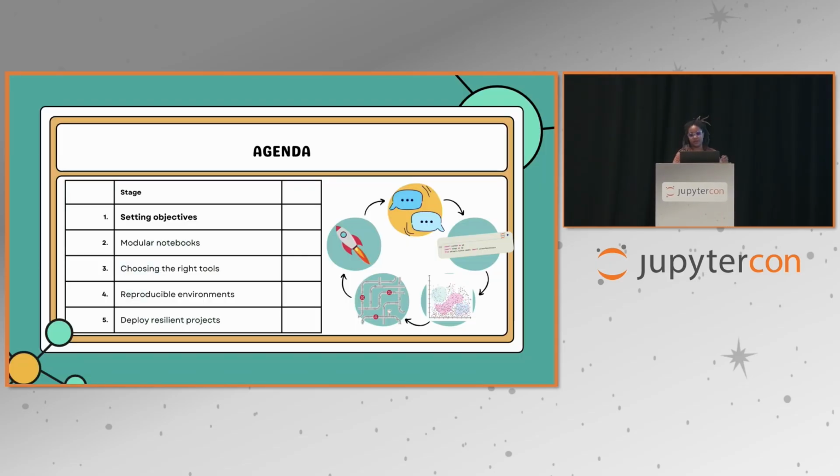All right, so what are we covering today? 5 steps. 5 steps is all it takes. It gets deeper in there, but 5 steps from going from an idea all the way to your production pipeline. We start with setting objectives. We'll talk about modular code, choosing your tool, reproducible environments, and then deploying resilient projects.